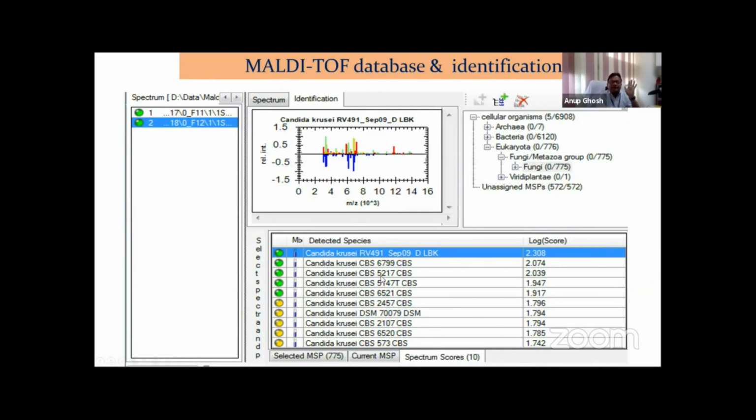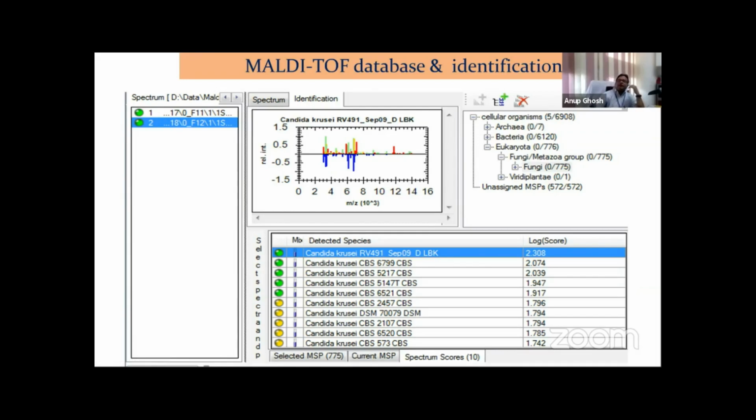So when we identified Candida krusei, this is how it looks. You see, the maximum hit is Candida krusei RV419. You see, the score is 2.3. Next is a CBS isolate, score is 2.0. That way, you will get at least 15 to 20 isolates in the database, and according to your match, it will give you a score, and also it will give you a list of which strain had what score. So that way we create it. So the database is very, very important in the case of MALDI.